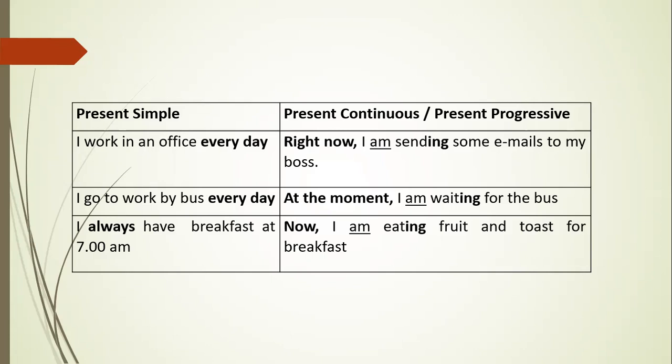So when we use present simple, we say, I work in an office every day. Look at this. Every day is a time expression that we use in present simple. Why? Because in present simple, we talk about activities that happen every day in our lives. Also, we can talk about routines, habits, and hobbies in present simple.